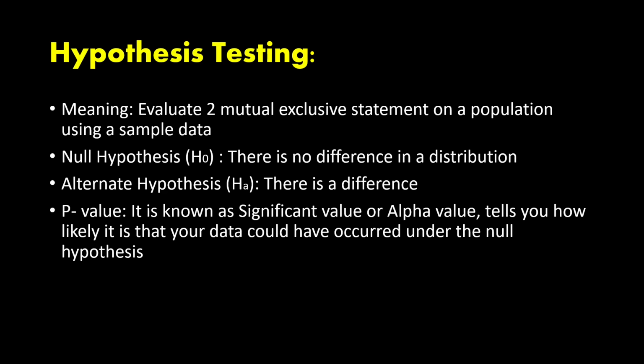So here we have the null hypothesis and the alternate hypothesis, which totally disagrees with the null hypothesis. And then there is an important term known as the p-value, which is the significance value or alpha value. In simple terms, we could say the p-value is the probability value which tells you how likely it is that your data could have occurred under the null hypothesis.